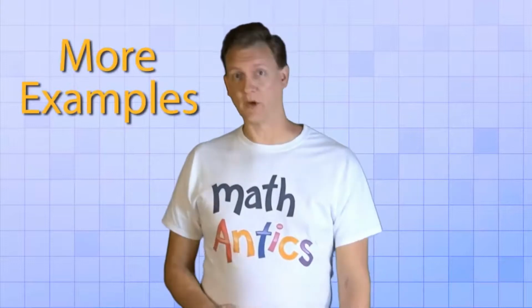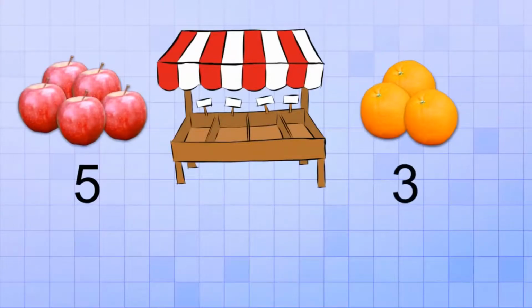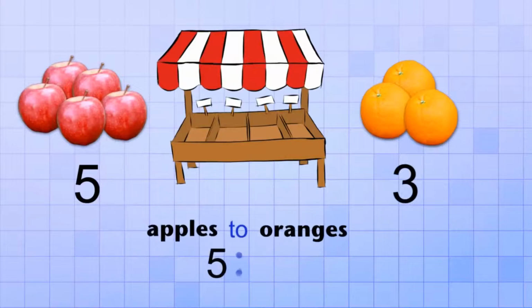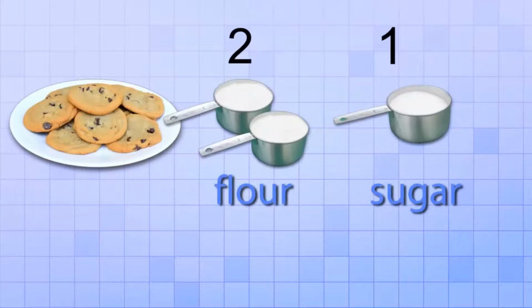Ratios are used all the time to represent all sorts of things in real-world situations. So let's see a few more examples to help you really understand what ratios are. Have you ever wanted to compare apples to oranges, but someone told you couldn't? Well, you can with a ratio. Now let's say a fruit stand sells 5 apples for every 3 oranges they sell. The ratio of apples to oranges would be 5 to 3. Or, have you ever helped someone bake cookies? The recipe might tell you that for every 2 cups of flour, you need 1 cup of sugar. That means that the ratio of flour to sugar is 2 to 1.